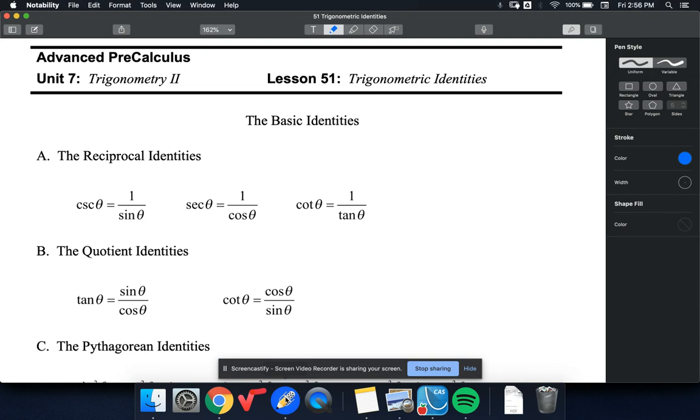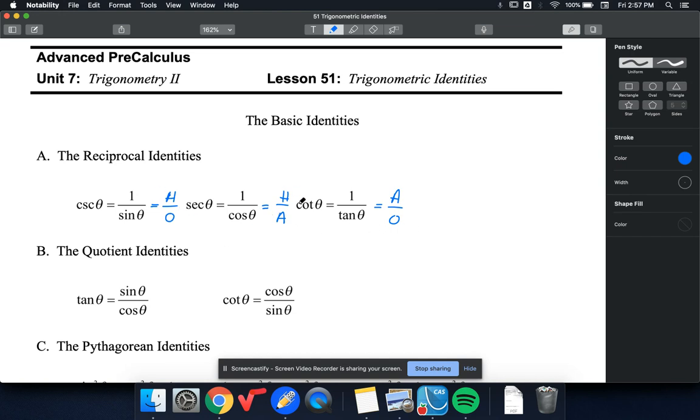So here's some identities we already know, our reciprocal identities. Cosecant is 1 over sine. You can also think of this one as hypotenuse over opposite. Secant is 1 over cosine, which is the reciprocal of cosine, so hypotenuse over adjacent. And cotan is 1 over tan theta, which I can think of as adjacent over opposite.